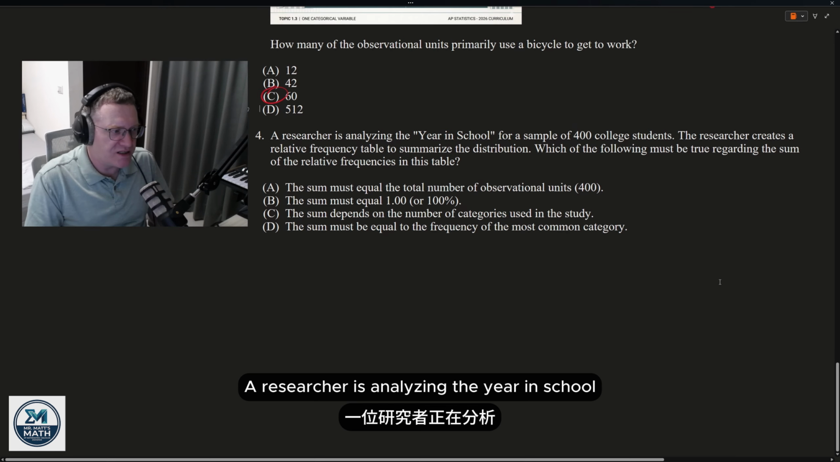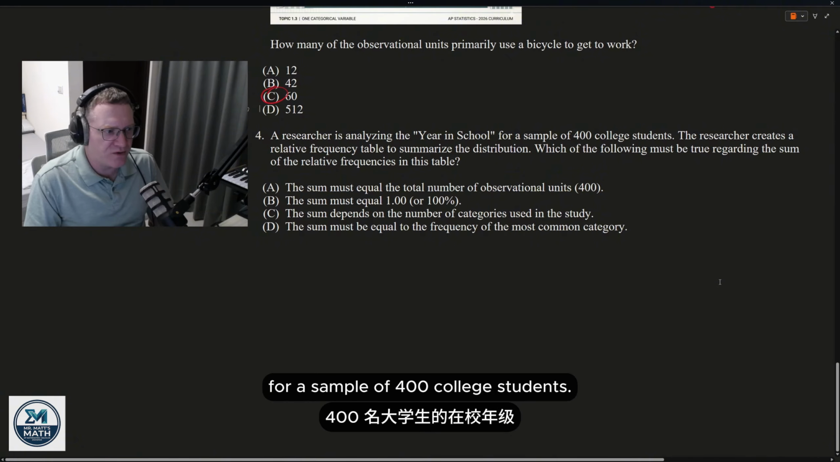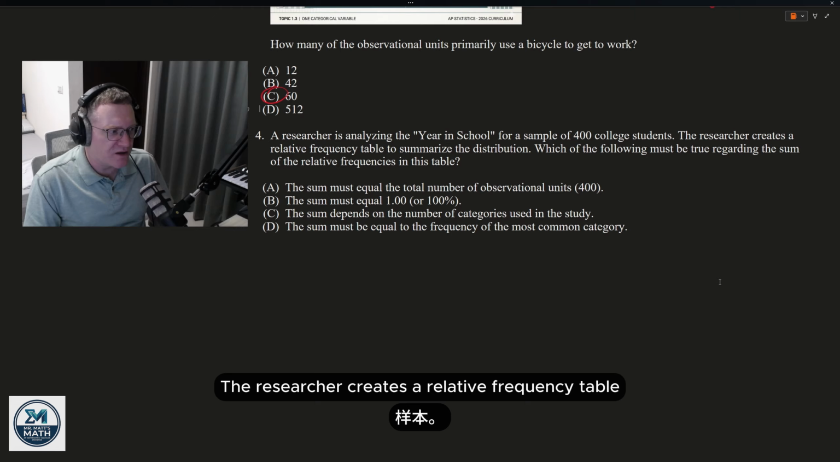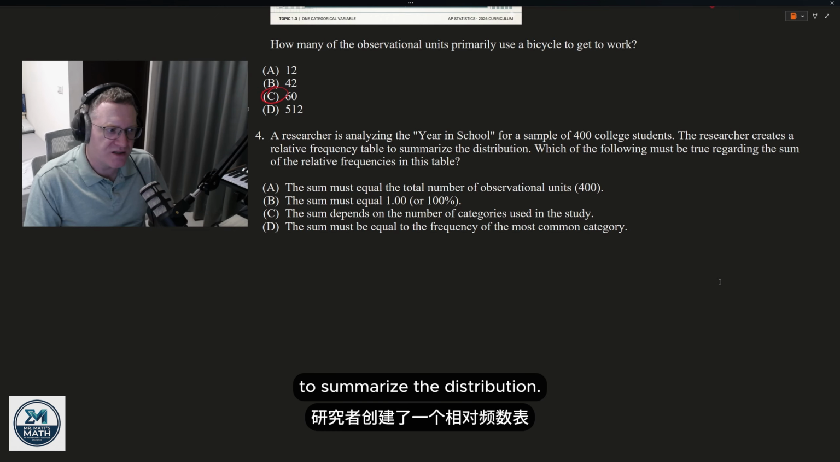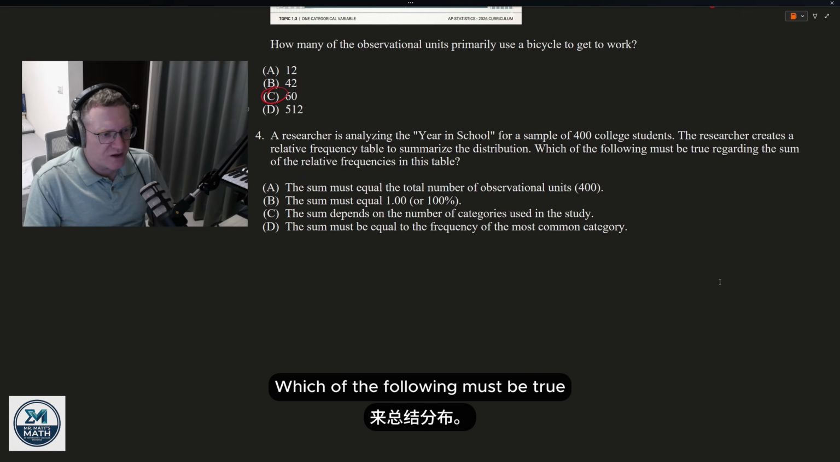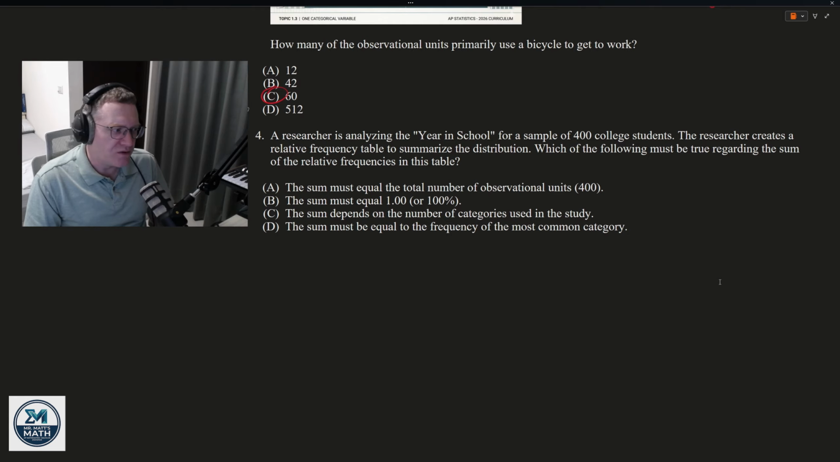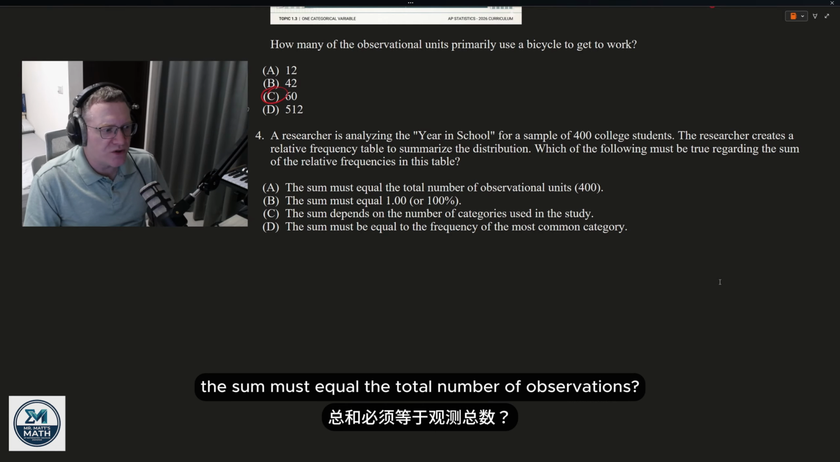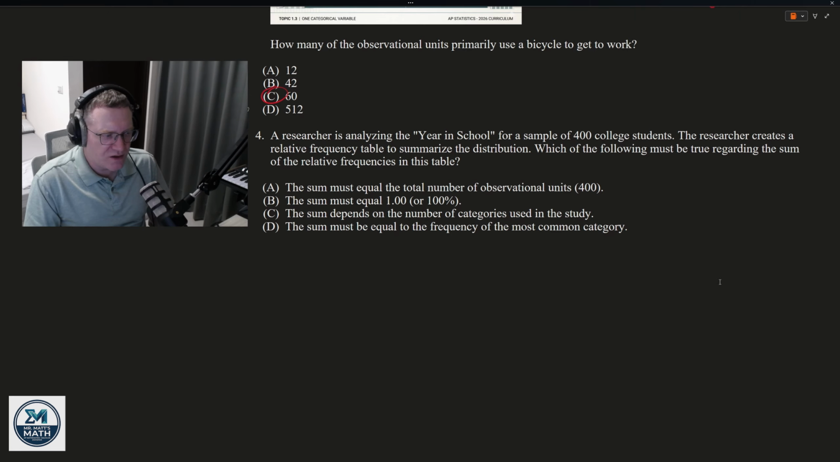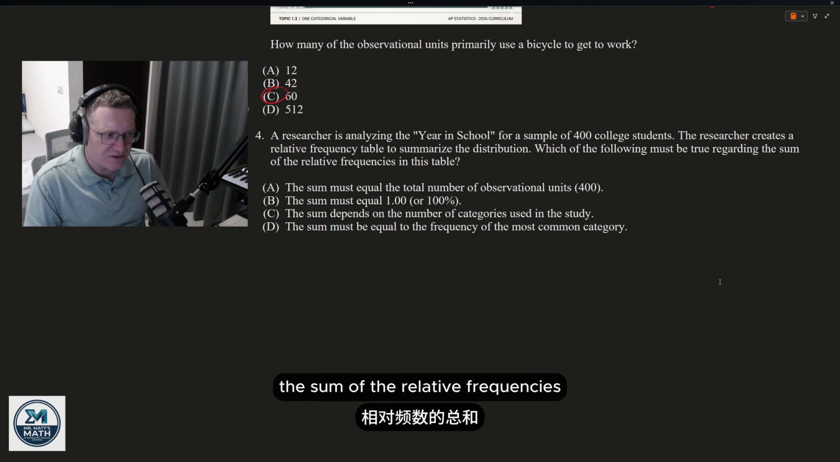A researcher is analyzing the year in school for a sample of 400 college students. The researcher creates a relative frequency table to summarize the distribution. Which of the following must be true regarding the sum of the relative frequencies in this table? Well, the sum must equal the total number of observations. All right, well, the sum of the relative frequency won't equal the number of observations. The sum must equal 1.